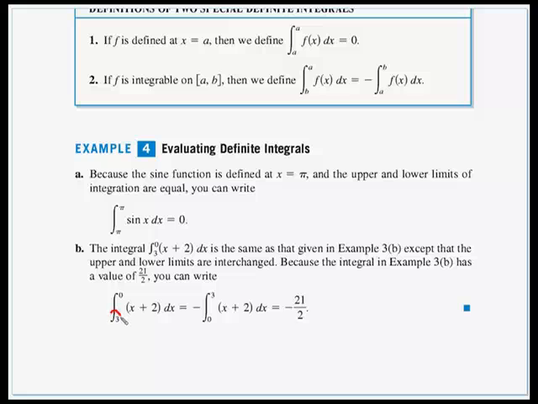So here our lower limit was 3, upper limit 0 of x plus 2. Well, if we switch the upper and lower limits, we've got to balance that by putting a negative sign out front. Now it's the integral from 0 to 3 of x plus 2. And we'd solve that just like we did in example 3, and we got 21 halves. But now we've created this negative sign out front by switching our upper and lower limits. So that would be negative 21 halves.